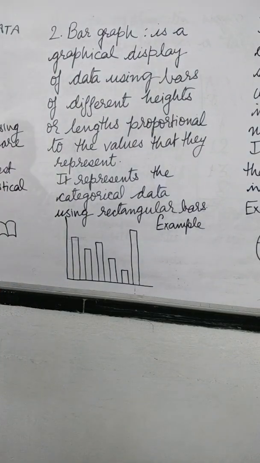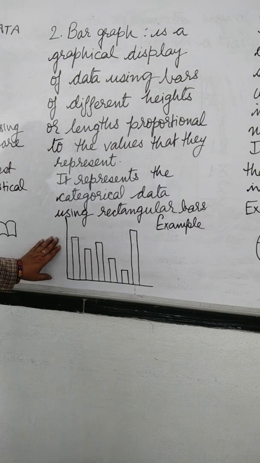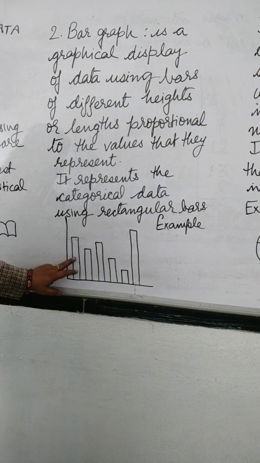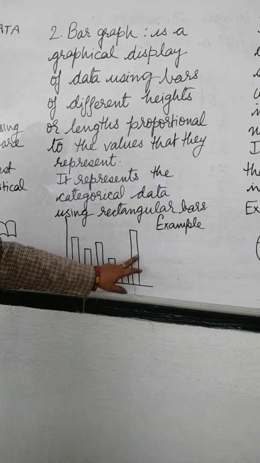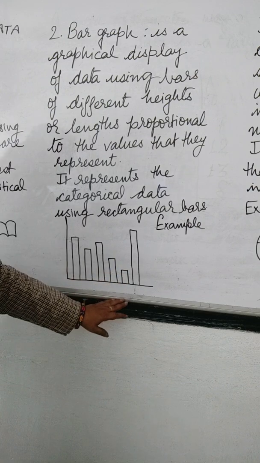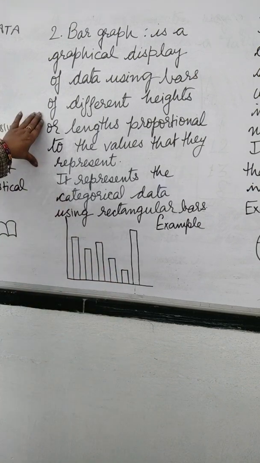So we saw pictograph. Now second is bar graph. Bar graph is a graphical display of data using bars of different heights or lengths proportional to the values that they represent. It represents the categorical data using rectangular bars. For example, you can see here X and Y axes are drawn and bars of different lengths are drawn, heights are different, lengths are different, but the breadth remains the same. So this is bar graph.